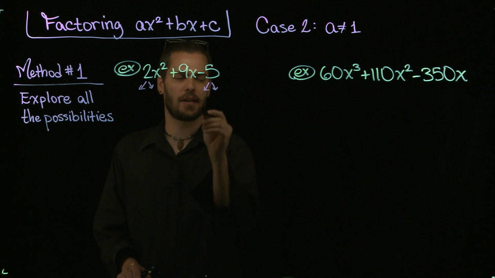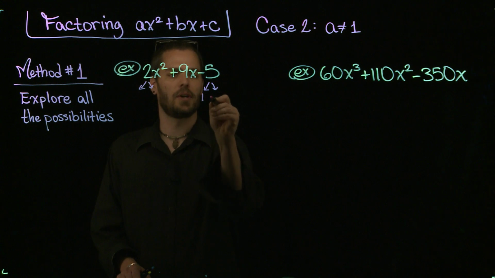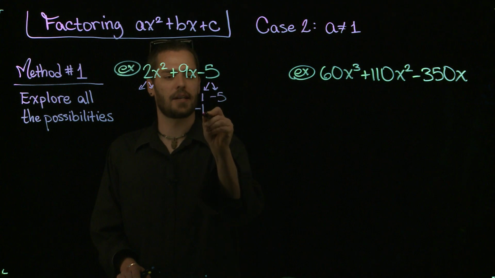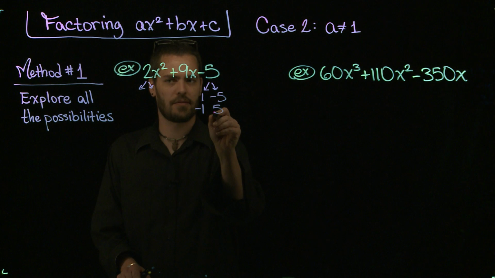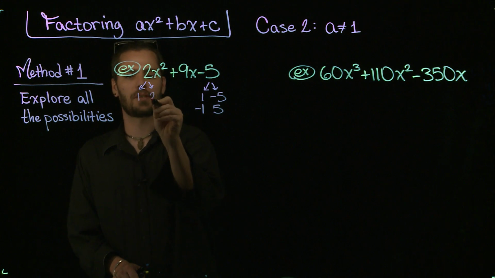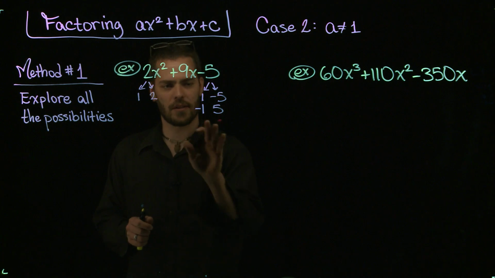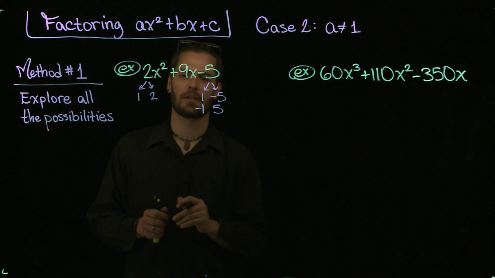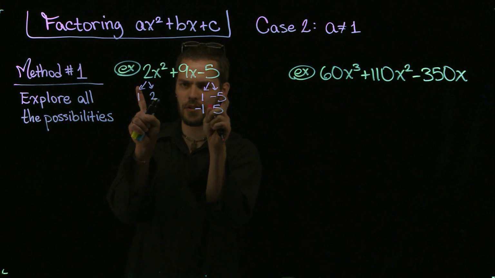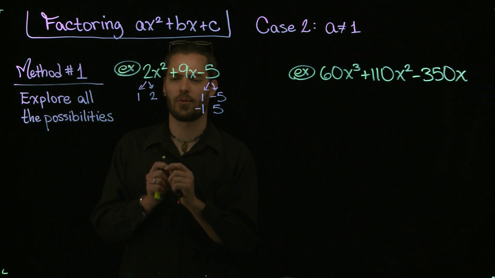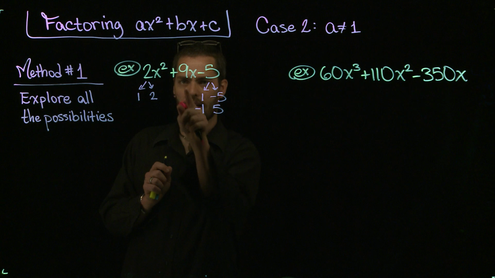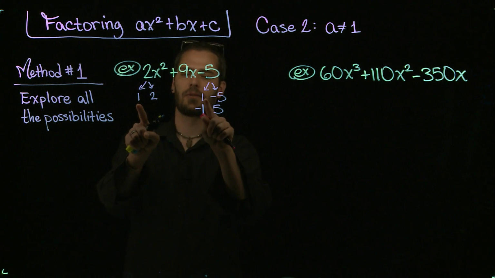So the factors of the constant term are 1 and -5, -1 and +5. The factors of 2 are simply 1 and 2. I don't need to look at -1 and -2 because I've already explored the negative options over here. So I'm going to float my fingers real quick and look for the sum of the products that adds to 9. So let's check that out.